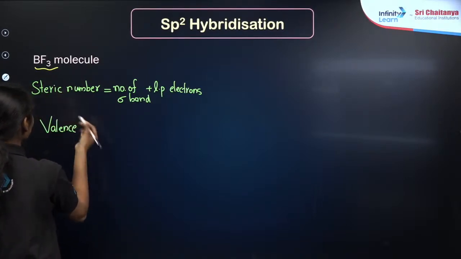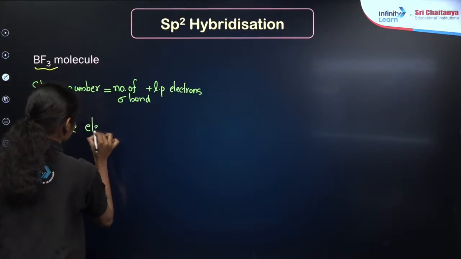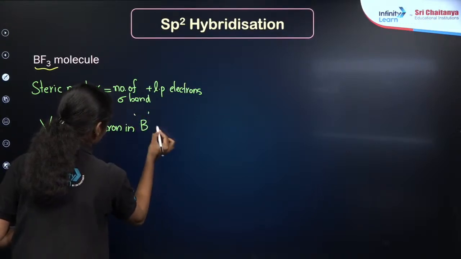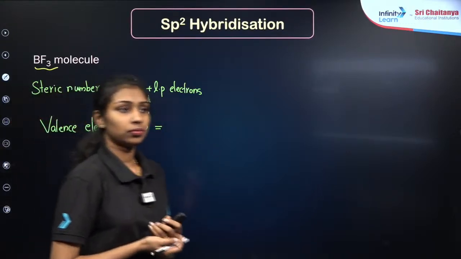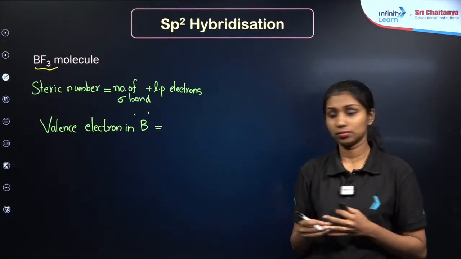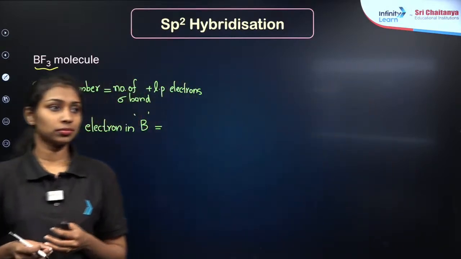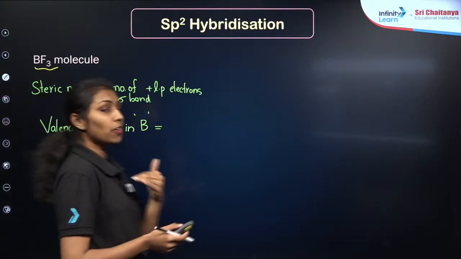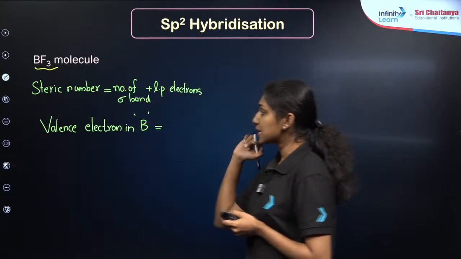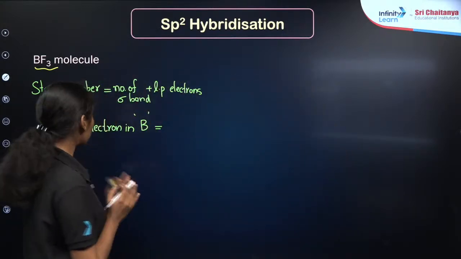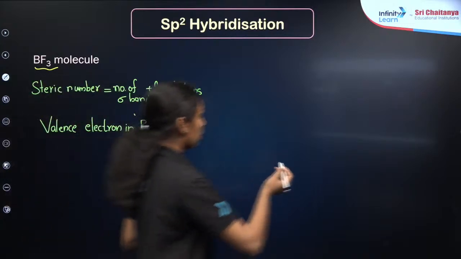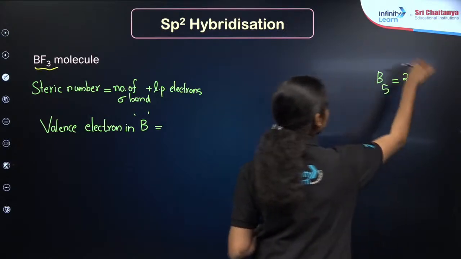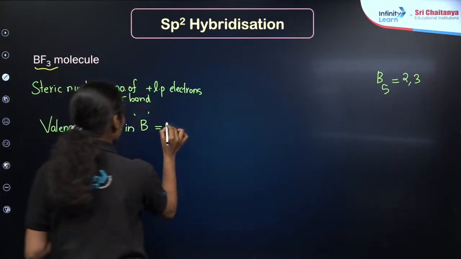This is the central atom here in the case of the BF3 molecule. Boron has the least electronegativity, so it will form the central atom here. First, we have to calculate the valence electrons of the boron atom. Boron has an atomic number of 5, so we can write it as 2, 3, which means 3 is the number of valence electrons. So I am taking 3 valence electrons here.